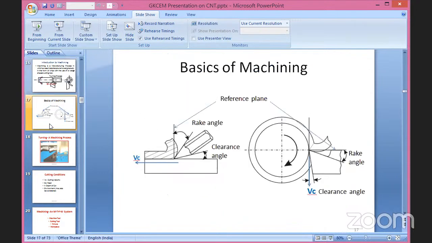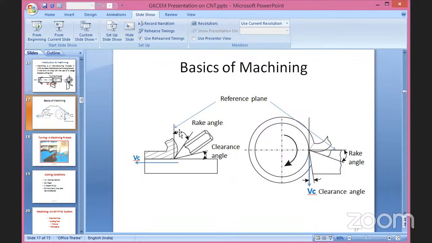And you know what the basic two angles are. I am not going into very much detail of these angles, but two angles are very, very important in machining. One is the rake angle, that a cutting tool should be properly oriented, and one is the clearance angle, that the cutting tool flank surface should be clearing the finished surface.